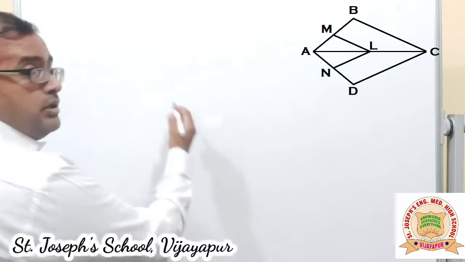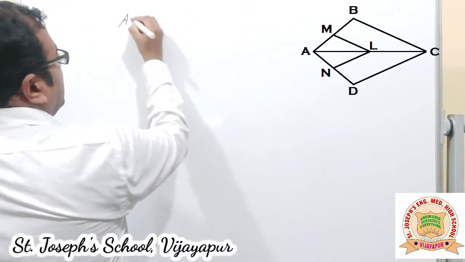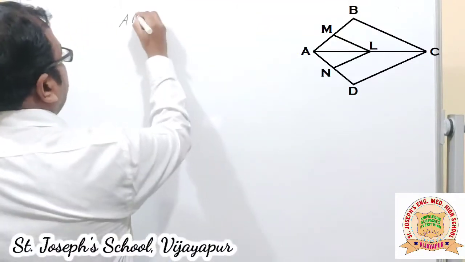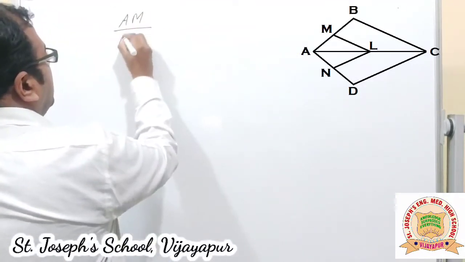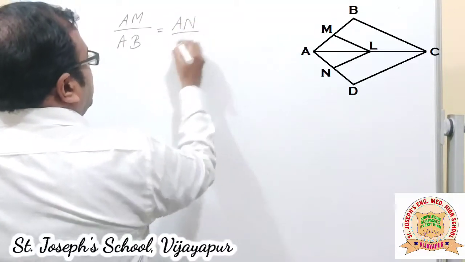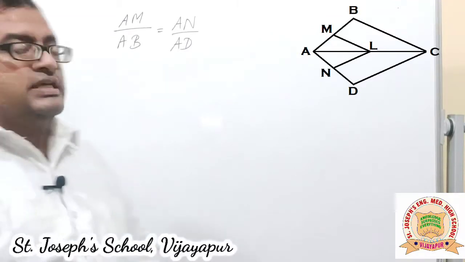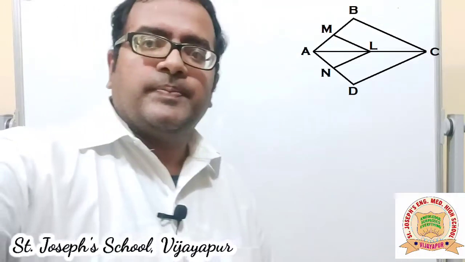So what is to be proved? Let me write down here. We should prove AM by AB is equal to AN by AD. Let us see how we can do that.